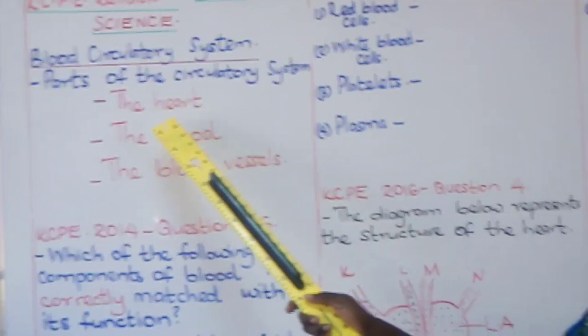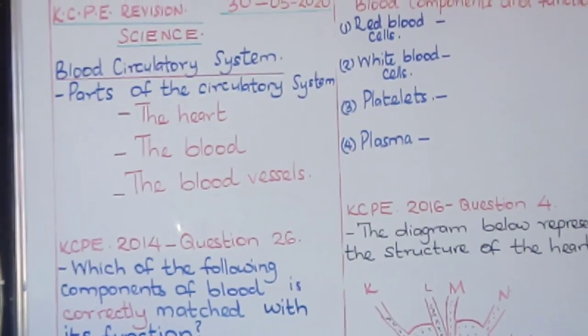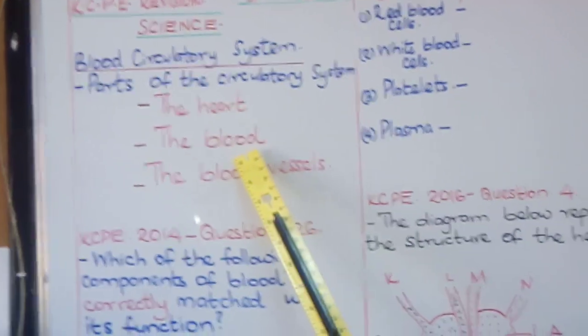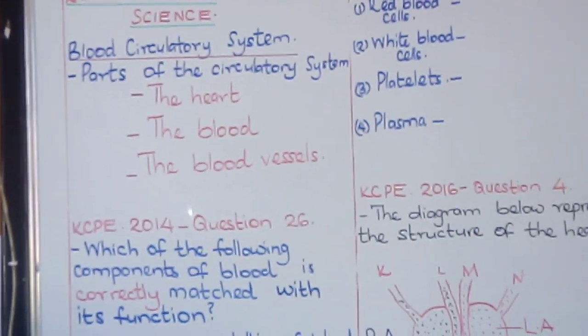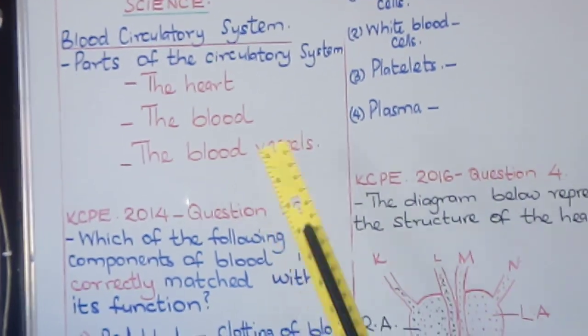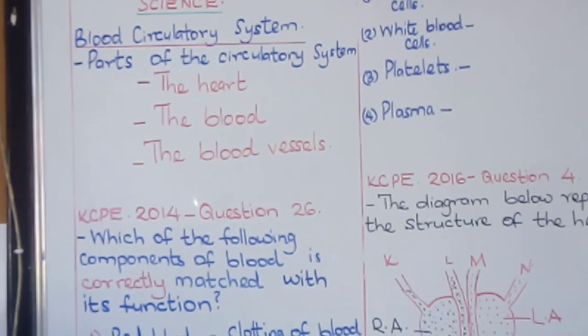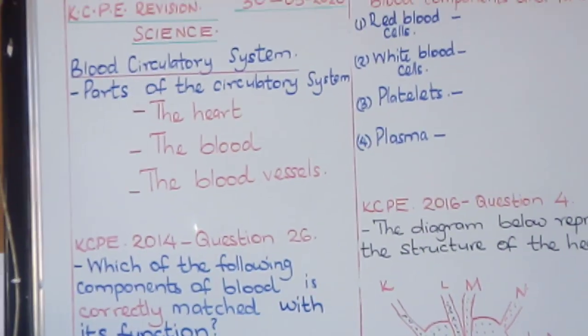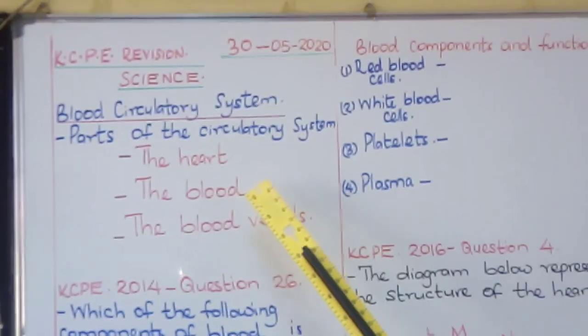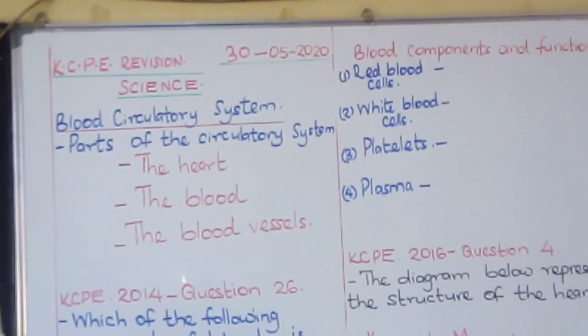And these parts are the heart. You can see there is the heart. Number two, the blood itself. And number three, the blood vessels. I hope you can note that down: the heart, the blood, and the blood vessels.